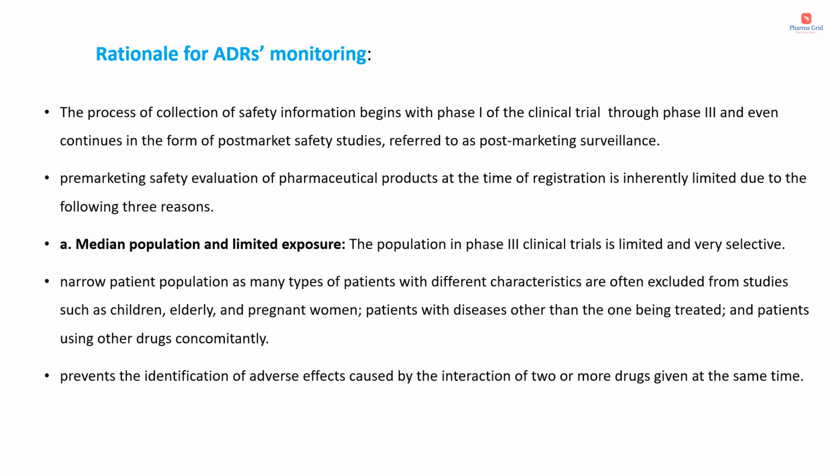The population in the phase 3 clinical trials is limited and very selective. Narrow patient population, as many types of patients with different characteristics are often excluded from studies such as children, elderly and pregnant women, then patients with diseases other than the one being treated and patients using other drugs concomitantly. This prevents the identification of adverse effects caused by the interaction of two or more drugs given at the same time.